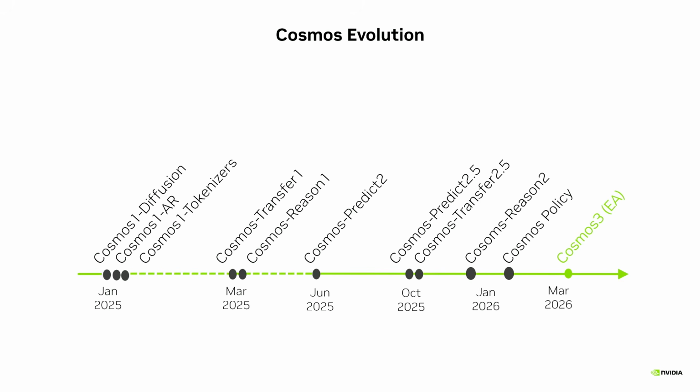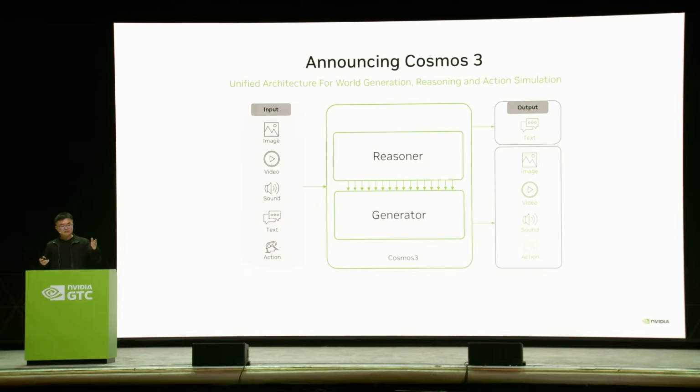I want to say that earlier we built the understanding capability and generation capability in two different models. In Cosmos 3, we're going to bring all of them together. It's going to be a single model that can do understanding and generation. And it's going to be an omni model, taking input including image, video, sound, text, and action.